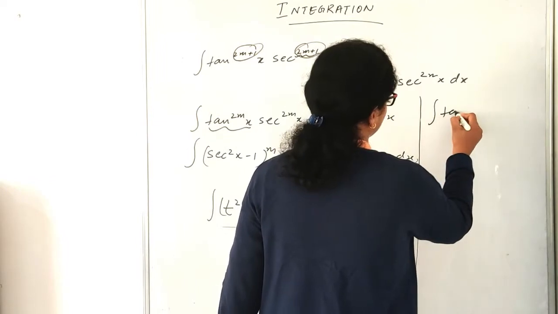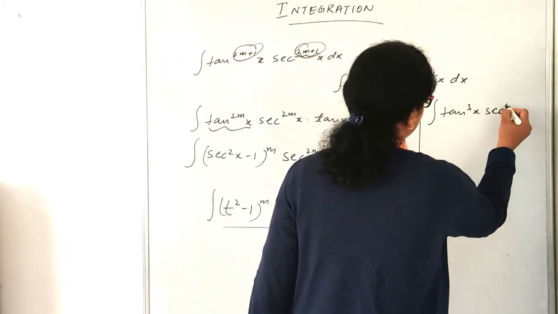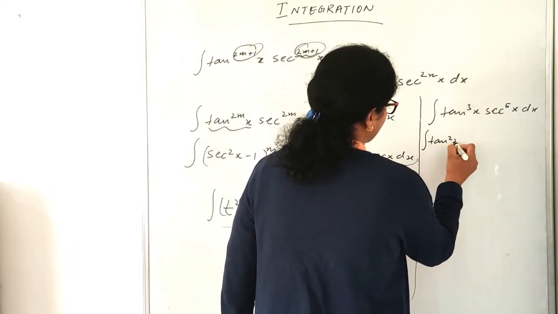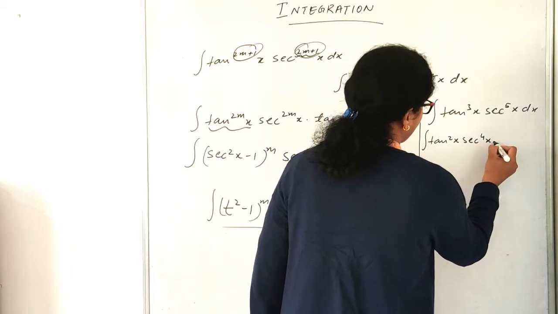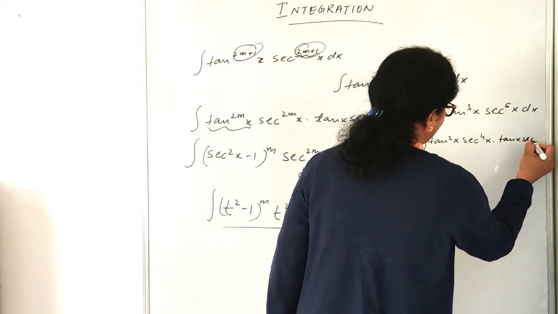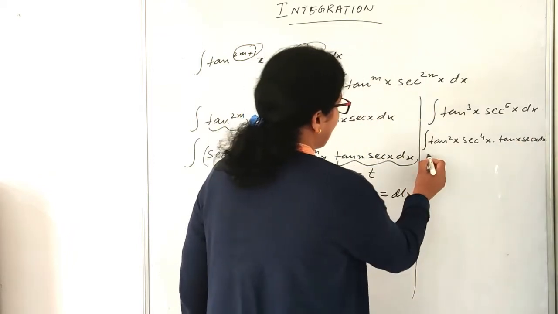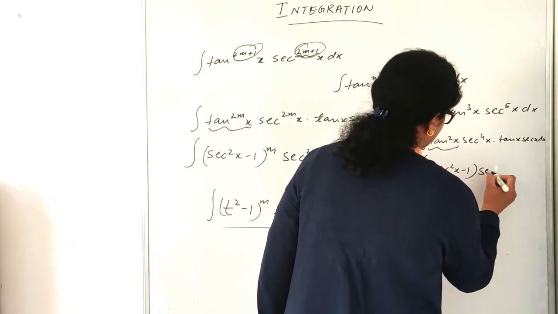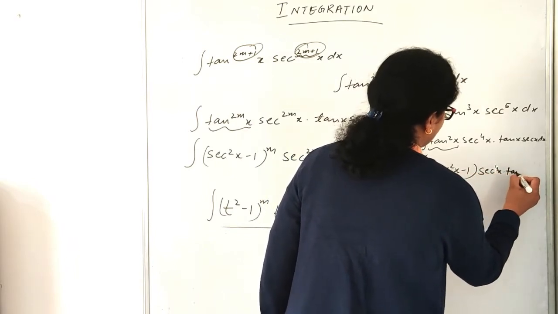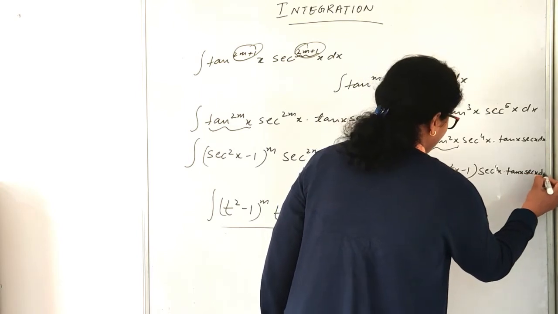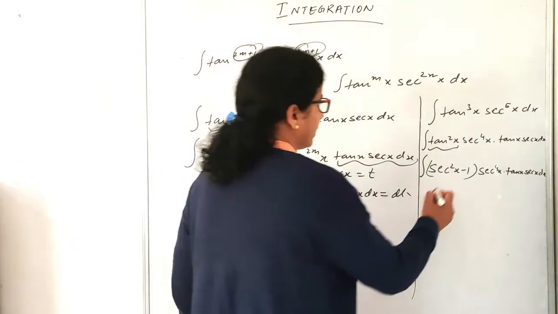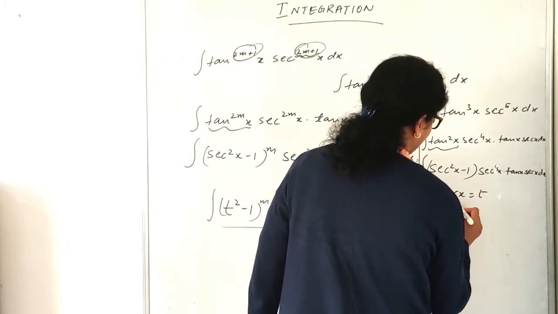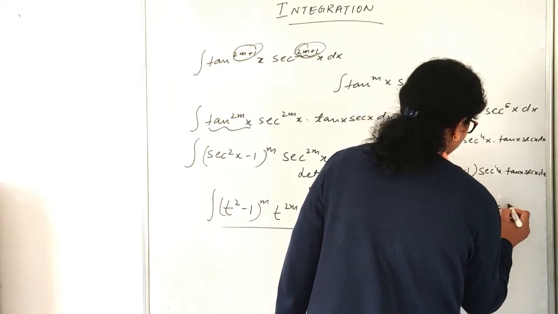We have the integral of tan^3 x sec^5 x dx, right? So what I am going to do: tan^2 x sec^4 x into tan x sec x dx, right? And I can write tan^2 x as sec^2 x - 1, into sec^4 x into tan x sec x dx. Is that clear? So now let sec x be t, so sec x tan x dx is equal to dt.